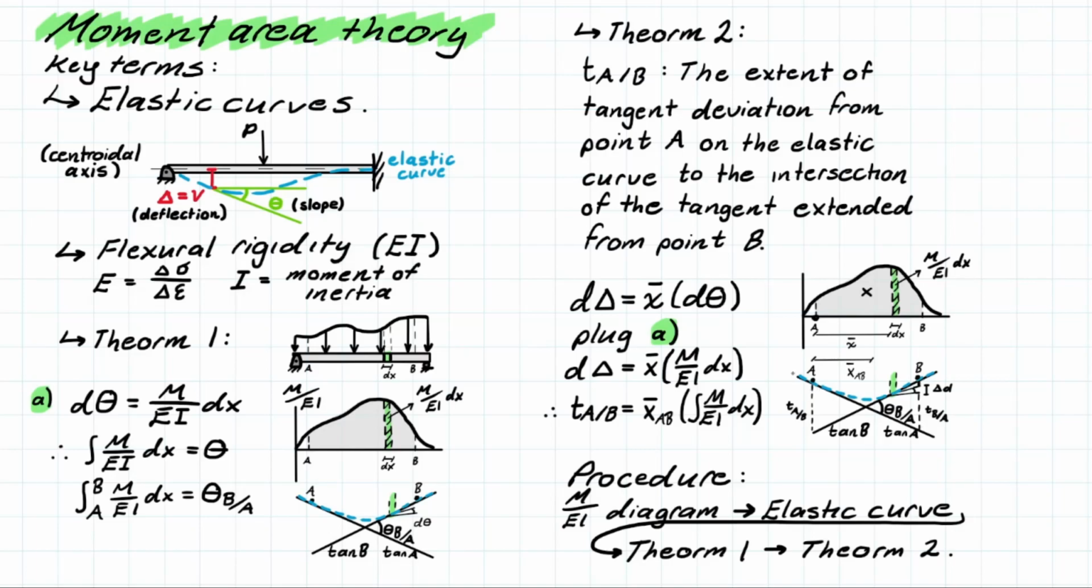It's a little bit complicated without seeing a problem, but to get into the problem, we need to look at the procedure. The first thing we need to do is get that M over EI diagram that we've been talking about so much.